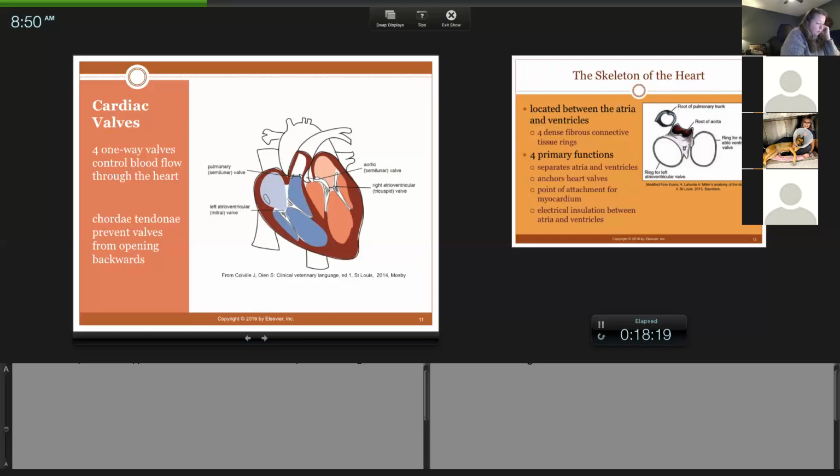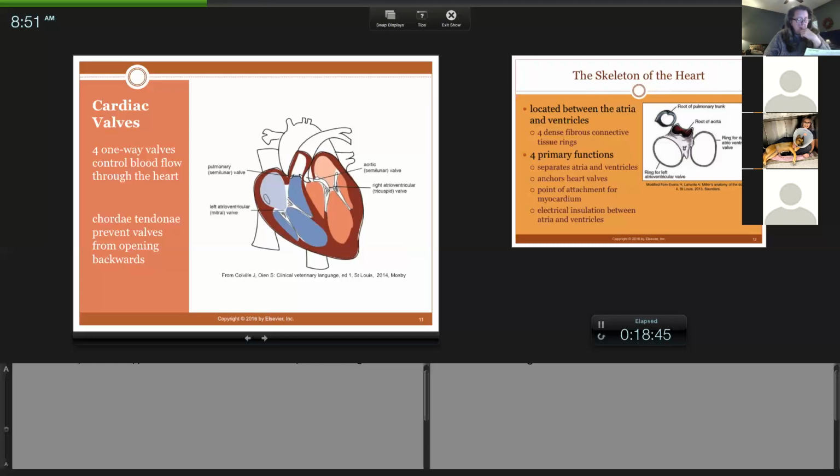Hang on, let me go down. Oh, never mind. And for 20, I had which vessel delivers blood from the lungs back to the heart. We talked about that. That's the pulmonary vein.